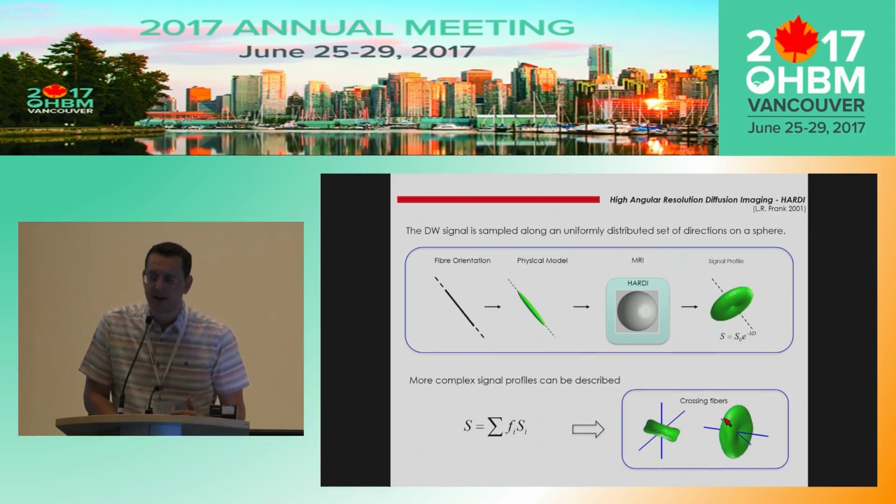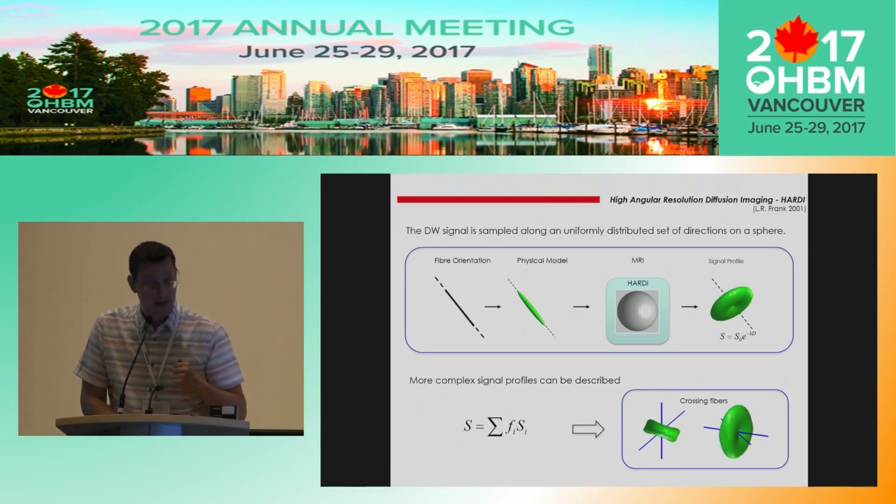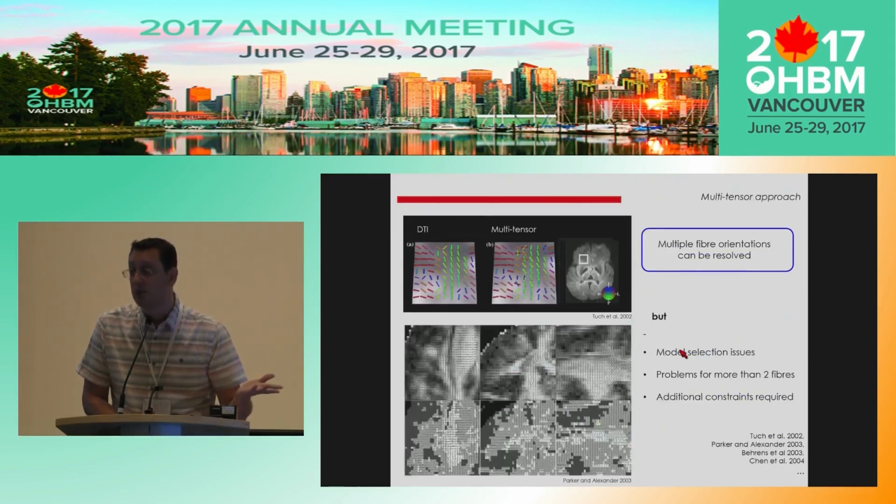So now you clearly understand why just using 3 numbers, lambda 1, 2, and 3, the 3 eigenvalues of the tensor, is not enough, because we are not able to capture this complexity, this different shape here. And so what can we do with this? HARDI is not per se resolving any crossing, it's not telling us anything, it's just giving us more data to work with. And the first thing we can do to resolve crossing is probably a multi-tensor approach.